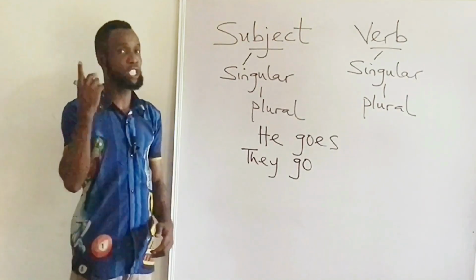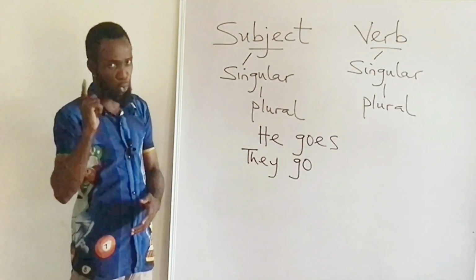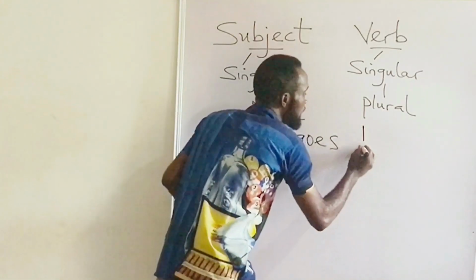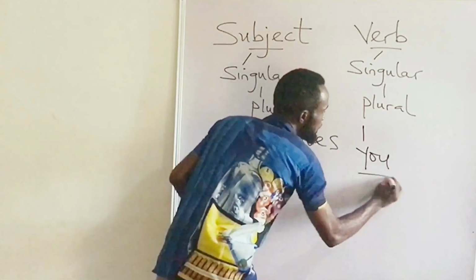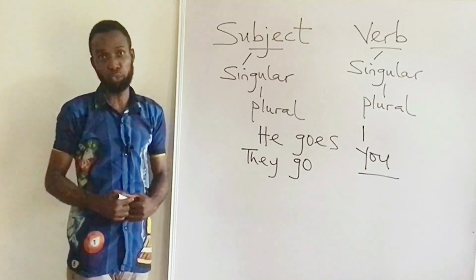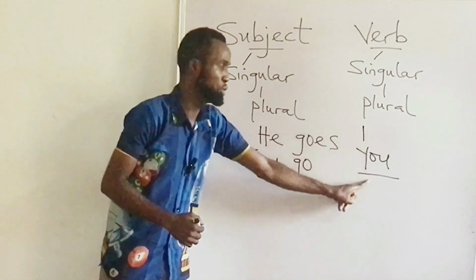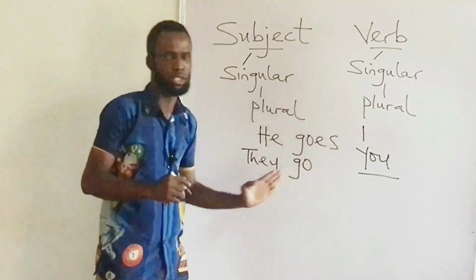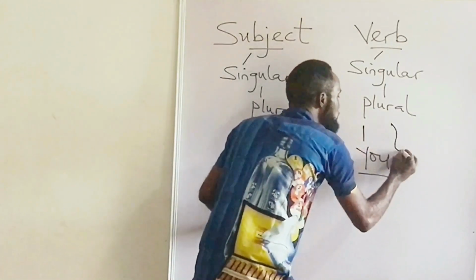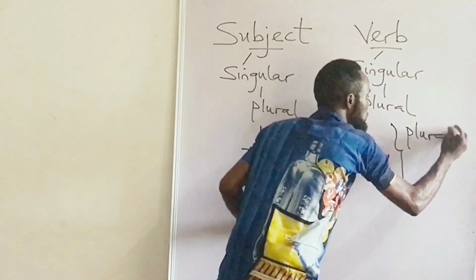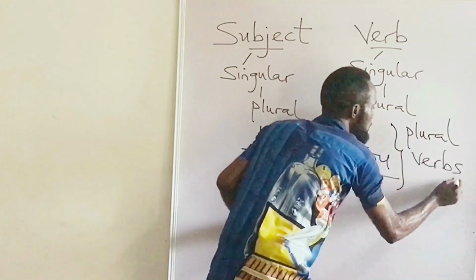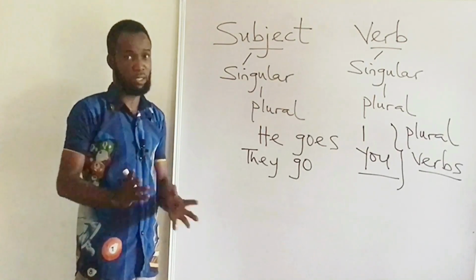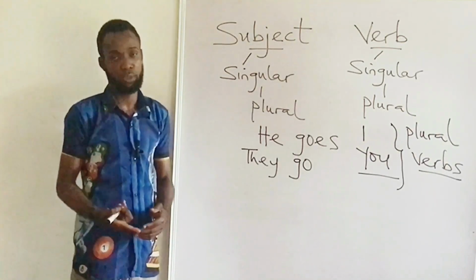There are two exceptions to the general rule of concord. And the two exceptions are I and you. These are the two exceptions to the general rule of concord. I and you, that is, if you refers to one, are singular in nature, but they always carry plural verbs. They are singular in nature, but they carry plural verbs. That is why they are exceptions to the general rule of concord.